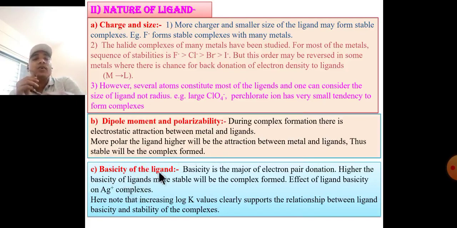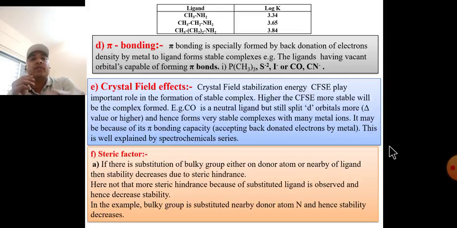C point, basicity of the ligand. Basicity is the measure of electron pair donation. The higher the basicity of the ligand, the more stable will be the complex formed. Effect of ligand basicity on Ag plus complex. Here note that increasing log K value clearly supports the relationship between ligand basicity and stability of complexes. As the ligand basicity increases, the log K value also increases.